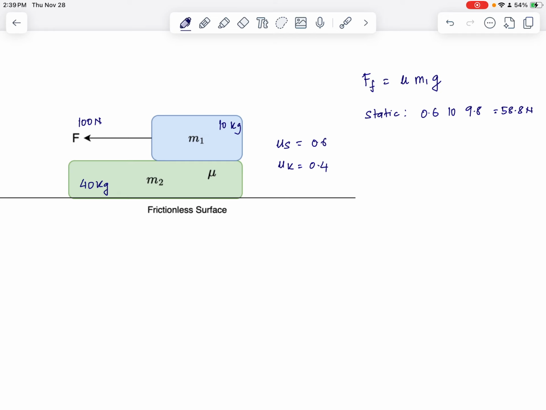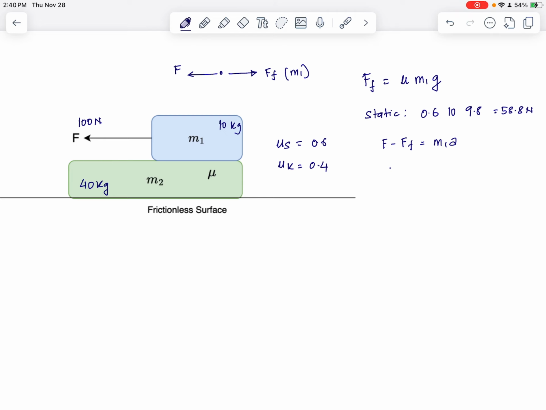So if we look at the equation of motion of the top block, let's draw a free body diagram for the top block. There's a force on the top block acting towards the left. That's F equals 100 newtons. There is a frictional force acting in the opposite direction, and this comes from kinetic friction. So the net force on M1 is F minus the friction force equals M1 times A.